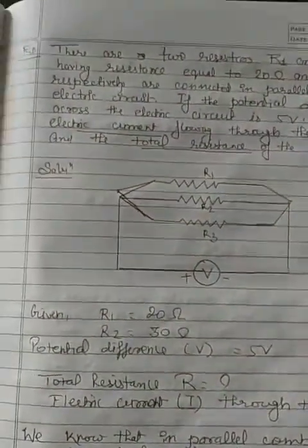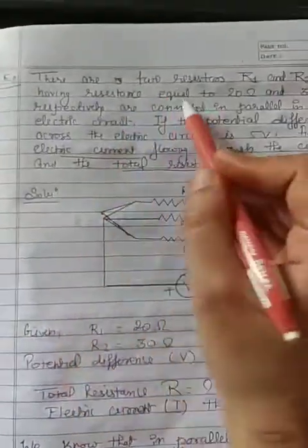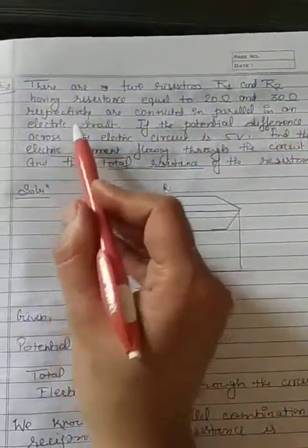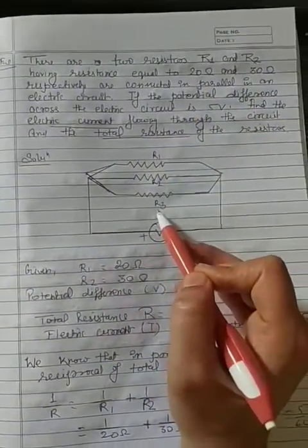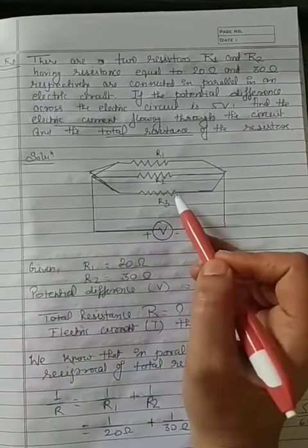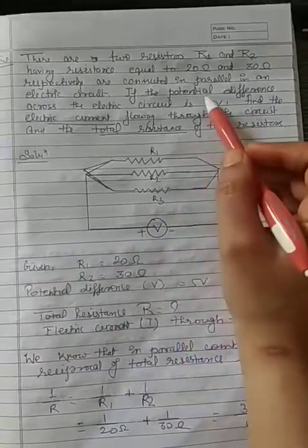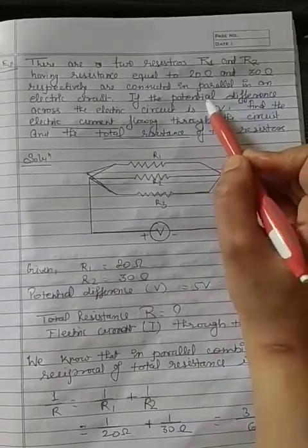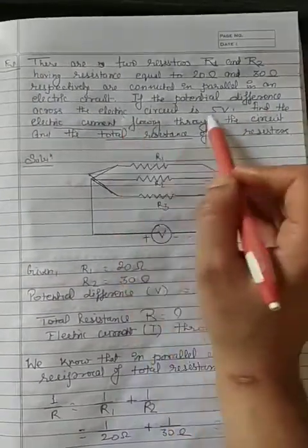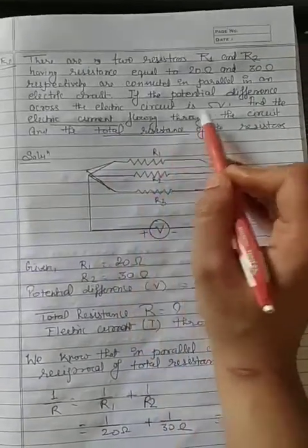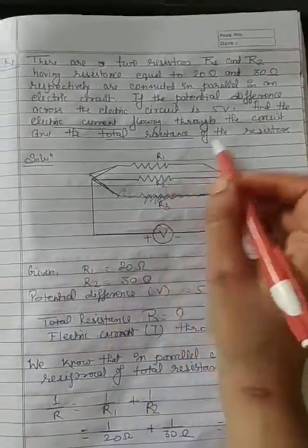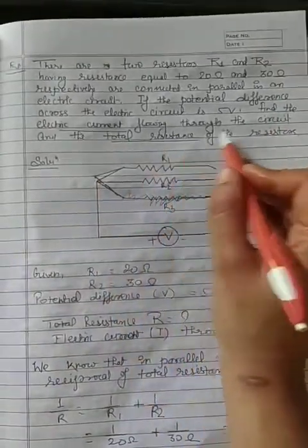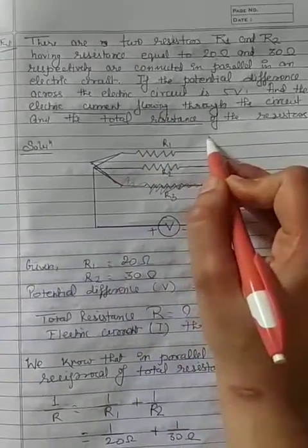Now let's take one more numerical. There are two resistors R1 and R2 having resistance equal to 20 ohm and 30 ohm respectively, connected in parallel in an electric circuit. If the potential difference across the electric circuit is 5 volt, only two resistors are given. Find the electric current flowing through the parallel circuit and the total resistance.